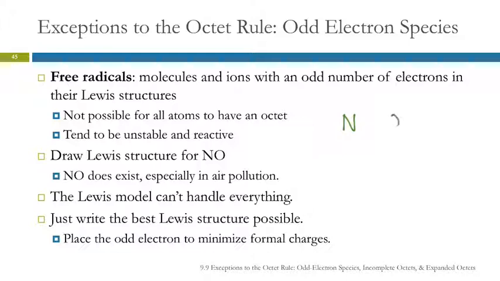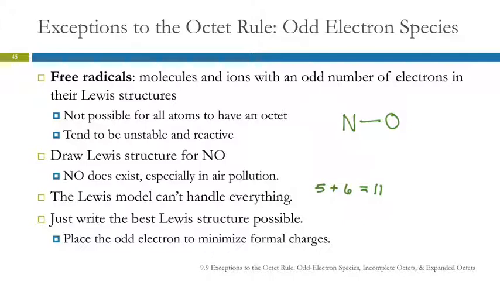So let's draw the Lewis structure for NO. So there's nitrogen and oxygen, and there's got to be at least a bond in between. The nitrogen has 5 valence electrons, the oxygen has 6, so we've got 11 electrons. You can tell right away there's a problem, because Lewis structures are all about pairs. This is 11. And we can't do a double thing where we do 2 nitrogens and 2 oxygens. We've got to stick with the formula.